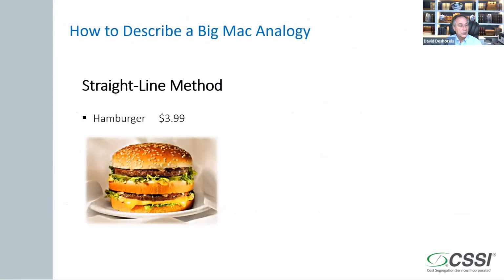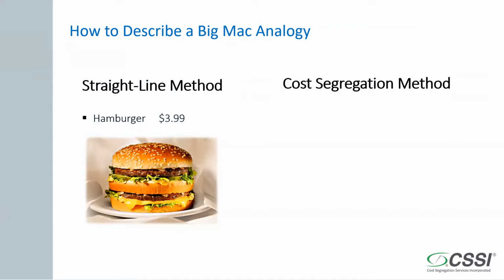Okay, so all right, and I'm going to put you to the test again. So I usually use the Big Mac analogy to describe straight line methodology. If I'm going to describe a Big Mac, straight line methodology, I would describe it as a hamburger. But if I were to use cost segregation methodology and language to describe it, what would I call it? Let's see, we would call it a taco.